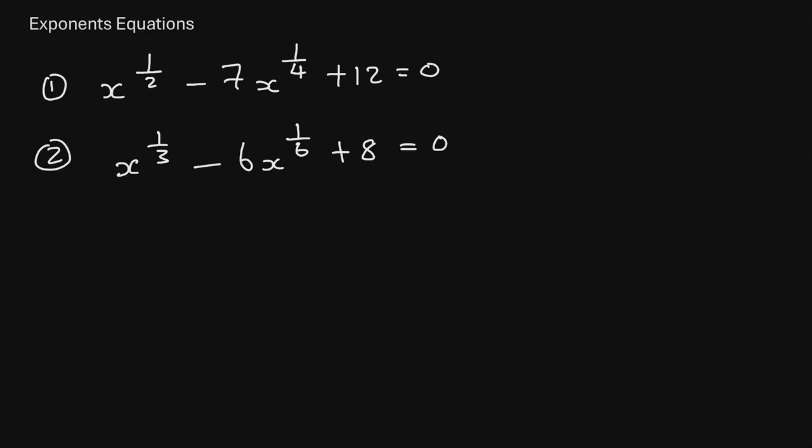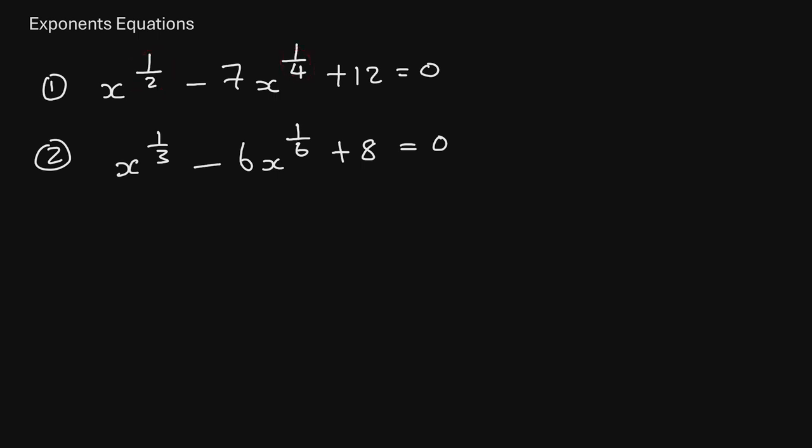How to solve quadratic equations that have exponents of rational numbers. So the first thing that you do, you will want to make the exponents of x to be the same. But now how do you do that? For example, we have 1 over 2 and 1 over 4.